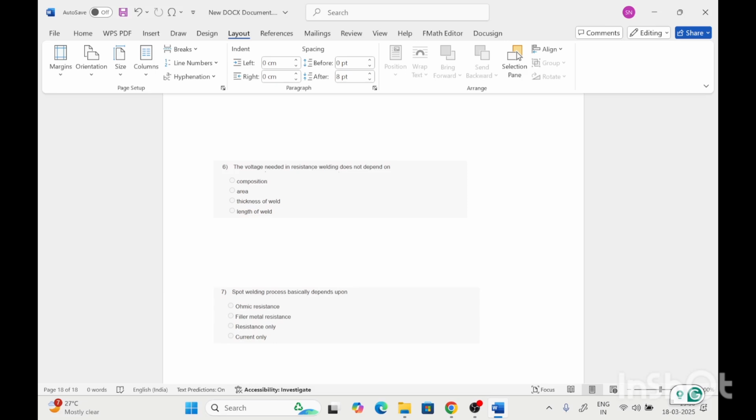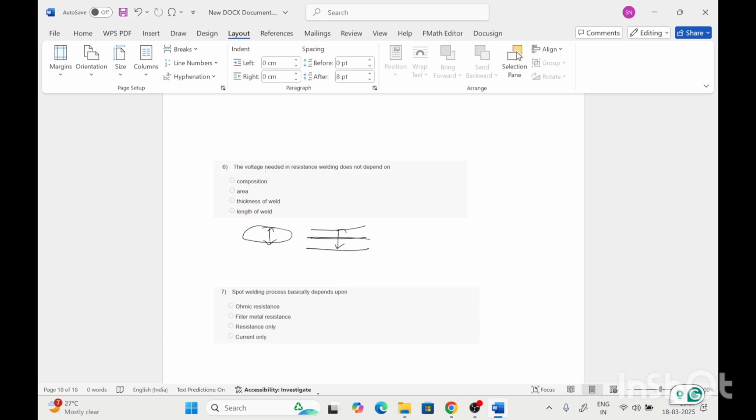Composition. No, the voltage depends on composition. Okay, so length of weld, area and thickness. Thickness of weld. What is the thickness here? This thickness of the weld means the welding depth, the height of the two plates. So this is thickness. Okay, the thickness of the plate.